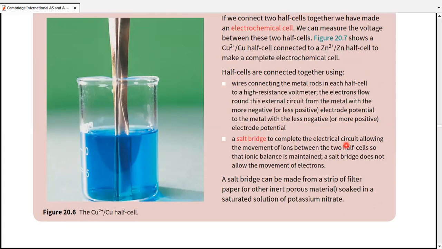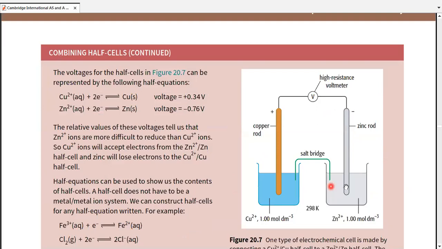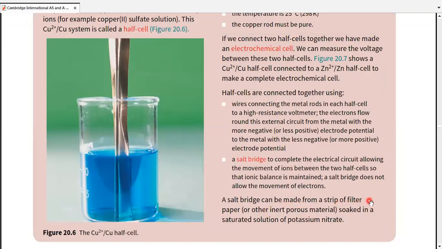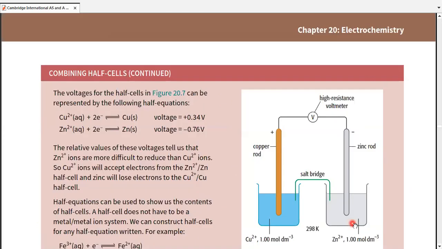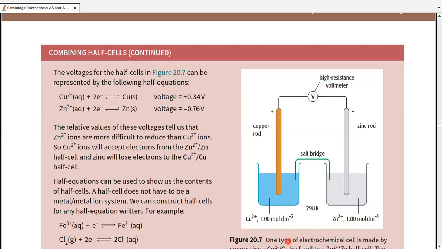And we use the salt bridge, something new that we need to explain over here, to complete the electrical circuit, allowing the movement of ions between the two half cells so that ionic balance is maintained. A salt bridge does not allow the movement of electrons, it only allows the movement of ions. A salt bridge can be made from a strip of filter paper or other inert porous materials soaked in a saturated solution of potassium nitrate. Let me show you the diagram.